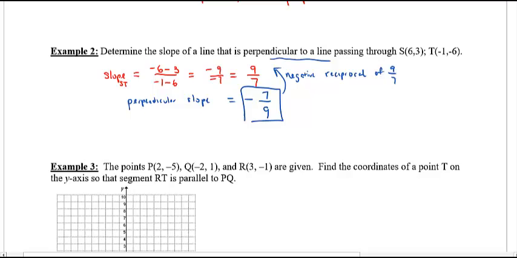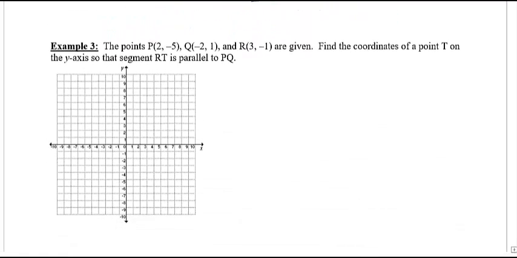Example number 3. Oh, the points P, Q, R are given. Find the coordinates of point T on the y-axis so that the segment RT is parallel to PQ. Okay, so I'm going to actually label and draw this first. 2, -5. That's there. -2, 1. That's here. So here is my line PQ. And then R is 3, -1. Right here. And then T is a coordinate on the y-axis.